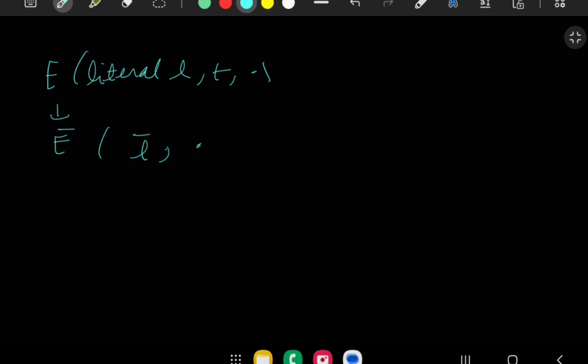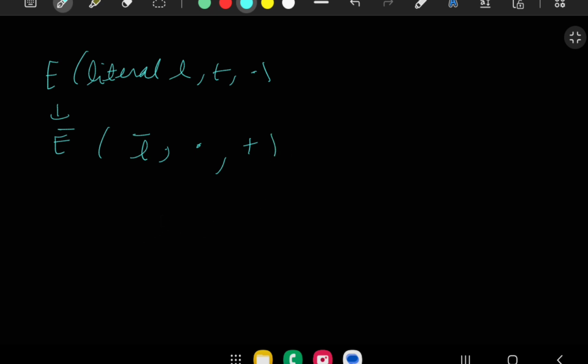Plus or E bar, right? So over here L bar, comma, over here and will become or.